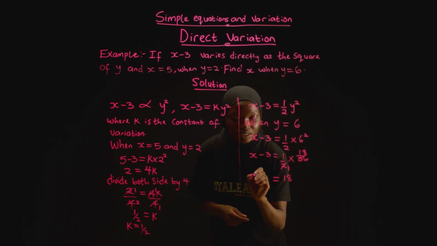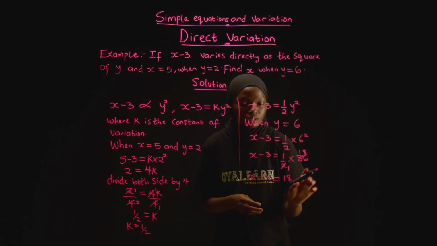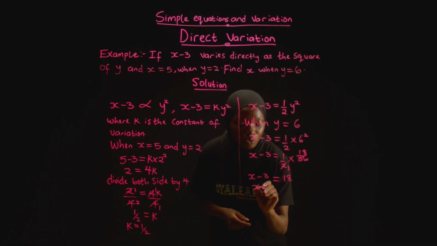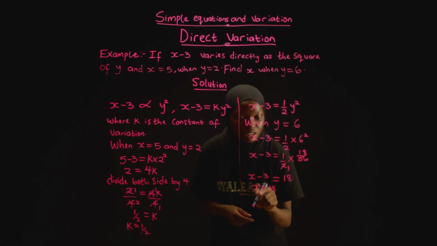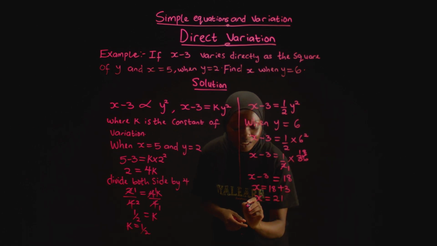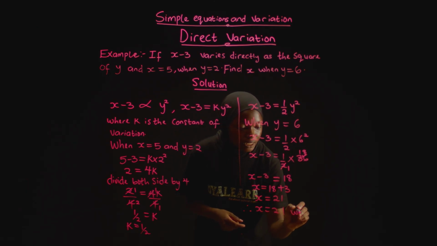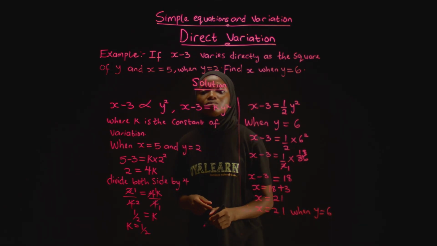And here we are still having x minus 3. From here, we can collect like terms, bring minus 3 to this side. So we have x equals 18, what we have originally at this side, plus 3. And x equals 21. So that means, therefore, x equals 21 when y equals 6. Thank you.